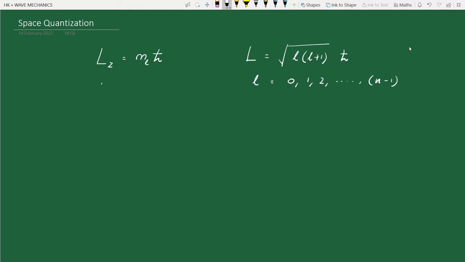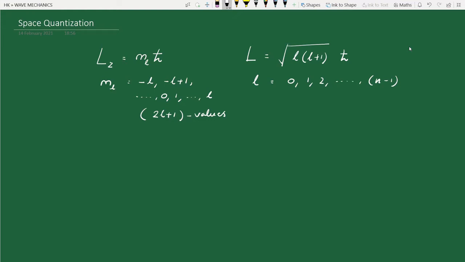And ml has values minus l, minus l plus 1, etc., 0, 1, etc., up to plus l. Total 2l plus 1 values. Right? Yes. And this ml is called the magnetic orbital quantum number.